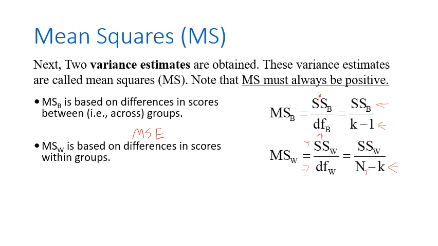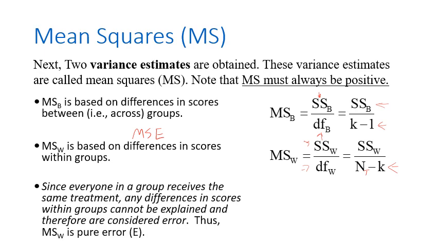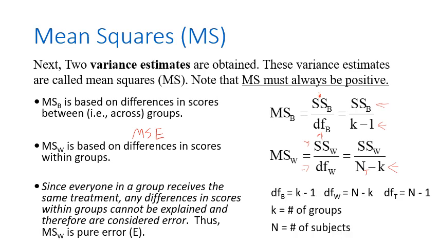Let me actually bring up the next part. Since everyone in a group receives the same treatment, any differences in scores within groups cannot be explained, and it's considered error. Thus, mean square within, or MSE, is considered pure error. And our degrees of freedom, you see the different formulas. Degrees of freedom between is k minus 1. Degrees of freedom within is N minus k. Again, degrees of freedom total is just degrees of freedom between plus within.